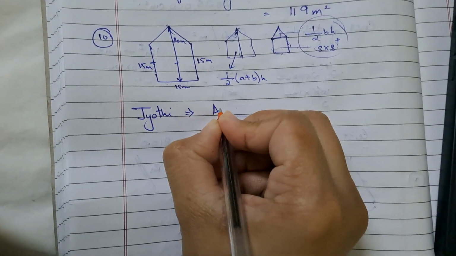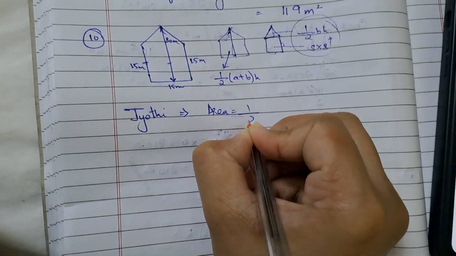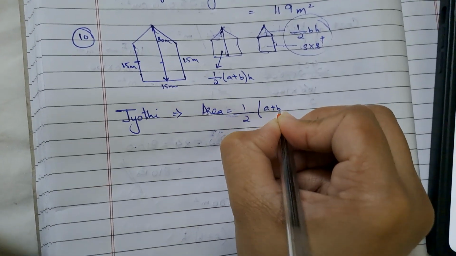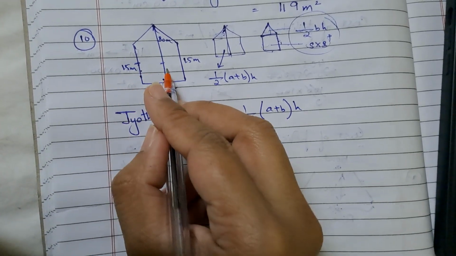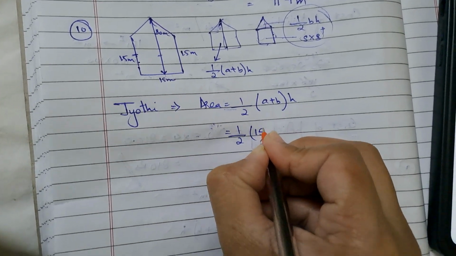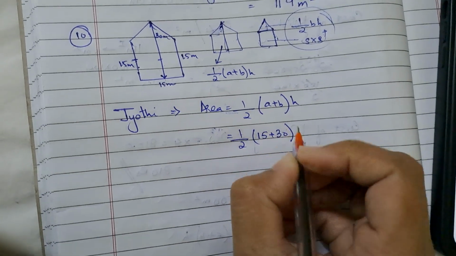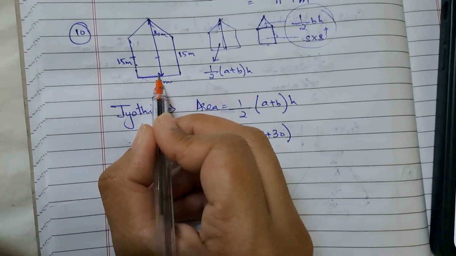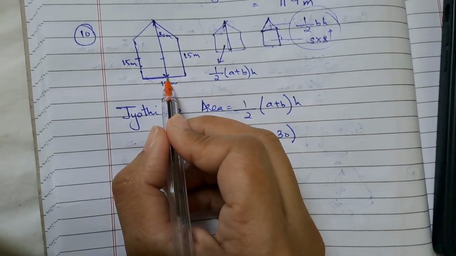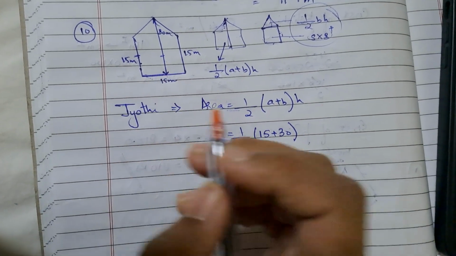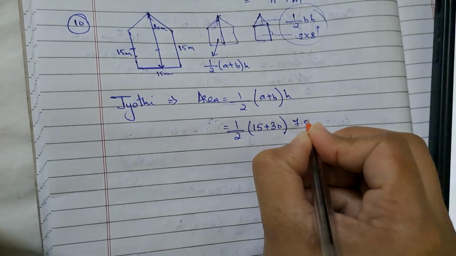So area is equal to half (a plus b) times h. So that's half, a will be 15 and this will be 30. 15 plus 30, and this one will become my height now. Now what is this, this total is 15. Now it divides at the center, so this will be 7.5. So it goes as 7.5.